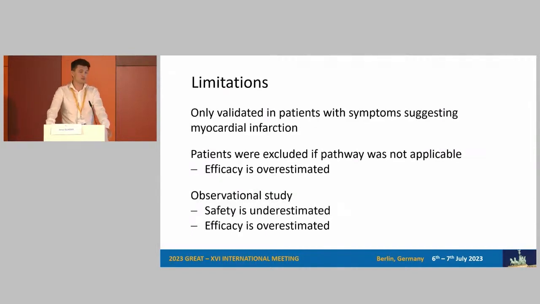Limitations, of course, we have some limitations. Some are in the pathways in general, where we can only apply them in patients presenting to the emergency department with chest pain, so not for the ICU or different clinical settings such as the post-operative setting. And we cannot apply them in patients without symptoms when we, for example, measure troponin as a routine control and it is elevated. We excluded all patients when the pathway was not applicable, so efficacy might be overestimated. And of course, the character of the study is observational. That means that safety is probably underestimated and efficacy is overestimated, as clinical data and all this information is part of the diagnosis process in reality.